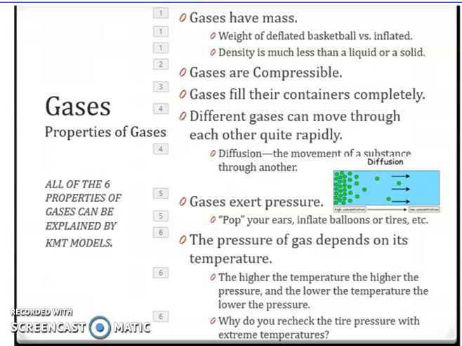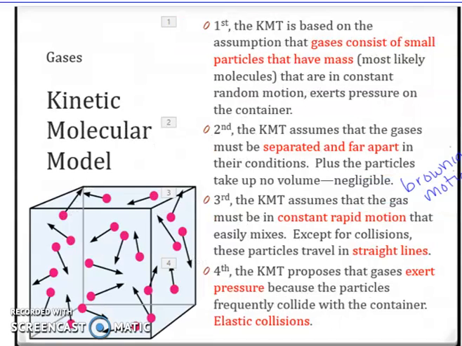Okay, remember that gases have a mass, but they are compressible, which is what we're going to be talking about mostly today. They fill up their container completely, they are also able to pressurize, and the temperature affects them too.